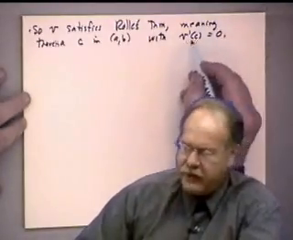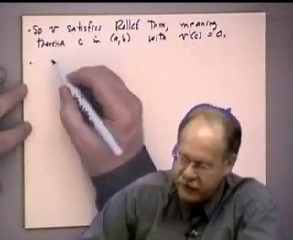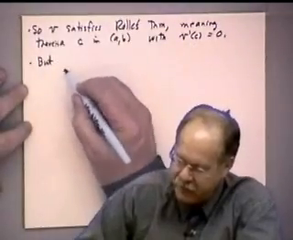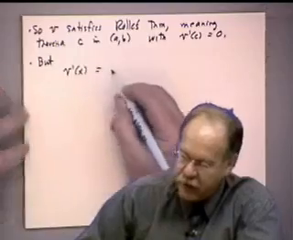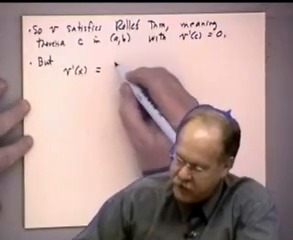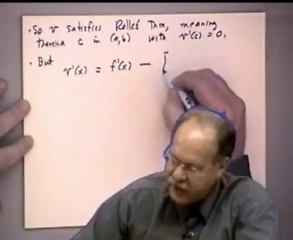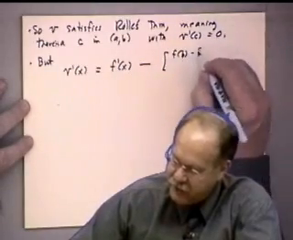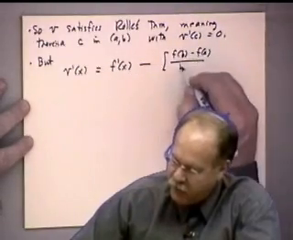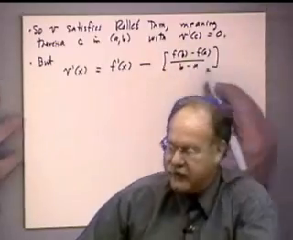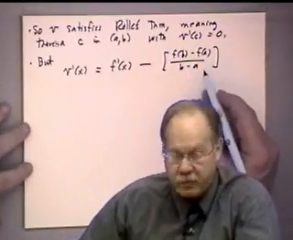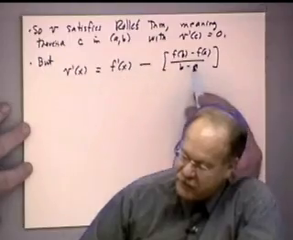But wait a minute. I know how to calculate v prime, so let's do that. v prime of x, if I go through and run the derivative through the function, I get f prime of x for the first part, minus the second part, which is just going to give me f of b minus f of a over b minus a. That's what happens whenever you take the derivative of a line. You just get the slope.